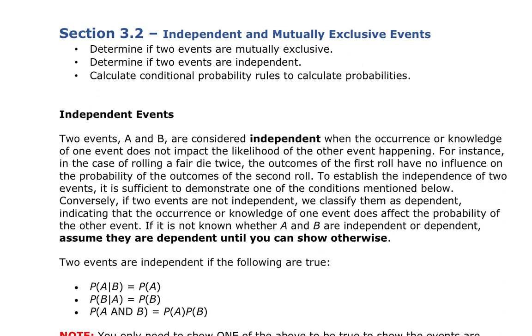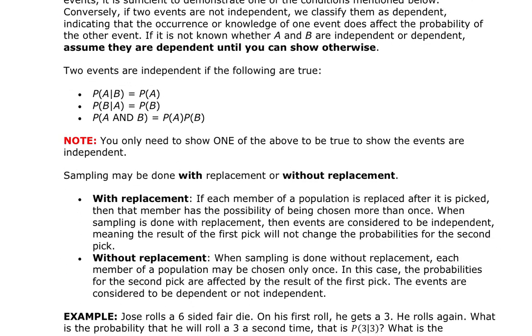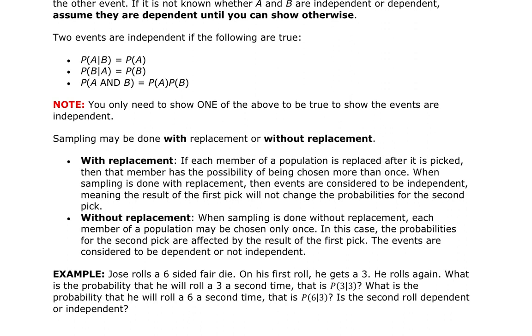Now, if we can't show that or we're not sure, we assume to begin with that it is dependent. And then also we're going to talk about with replacement and without replacement. With replacement, after you pick something, like from a deck of 52 cards, you pull a card out, means that you put that card back in.